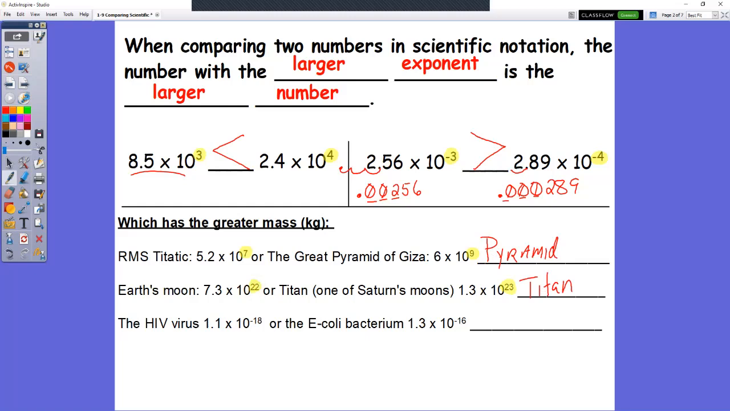And lastly, the HIV virus is 1.1 times 10 to the -18th, and E. coli is 1.3 times 10 to the -16th. So which one of these has the greater mass? That would be E. coli. Because when you're dealing with negative exponents, the closer the number is to 0, the bigger the number is.